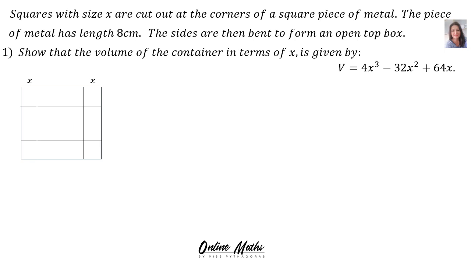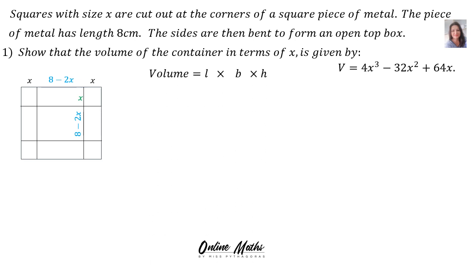Number 1. Show that the volume of the container in terms of x is given by, and then I give you the volume there. Now first of all, remember the length was 8 and you cut out x and x. So the remaining length there will be 8 minus 2x. And then that side over there will also be 8 minus 2x and the height will be x.